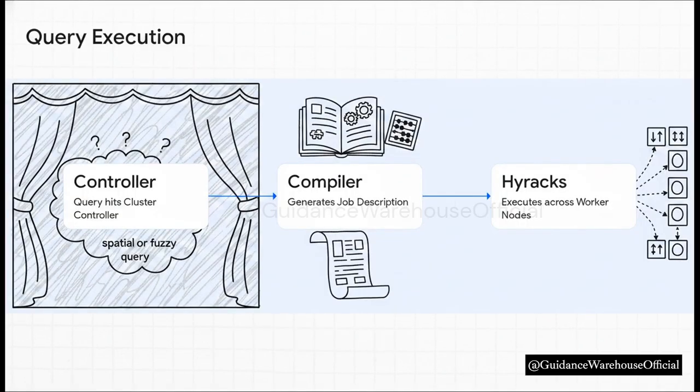Okay, let's pull back the curtain on the architecture for just a second. When you submit that spatial or fuzzy query, here is exactly what happens step by step. First, your query hits the cluster controller. Second, the built-in compiler, using a framework called Algebricks, translates your AQL into a job description. And third, the job executor hands this over to the Hyracks dataflow engine, which goes ahead and executes the job in parallel across all your worker nodes.